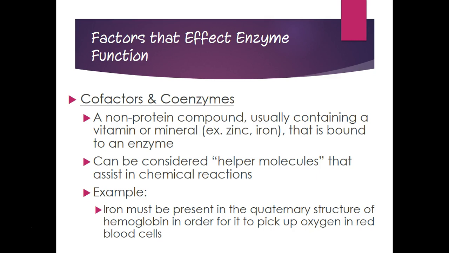And a lot of these tend to be your vitamins and minerals, so things like zinc and iron. For example, iron has to be present in hemoglobin. It's a cofactor. And that hemoglobin, in order for it to pick up the oxygen in your red blood cells so it can carry the oxygen to the cells of your body and drop it off, if you don't have that iron, the hemoglobin will still attach the oxygen, but it will not do it as efficiently as it could with the iron present.